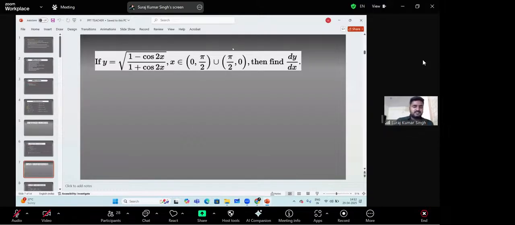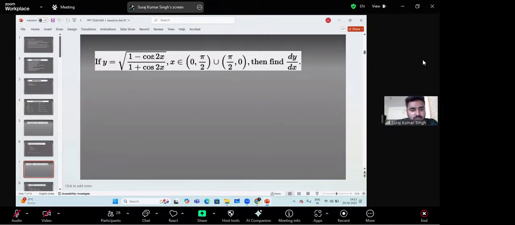Okay, let's see. Here is a question written: y equals root over 1 minus cos 2x by 1 plus cos 2x, x belonging to 0 to pi by 2, union pi by 2 to pi. Then find the value of dy by dx. Okay, so how can I do so? For doing this type of question, 1 minus cos 2x we know, we should write as 2 sin square x.